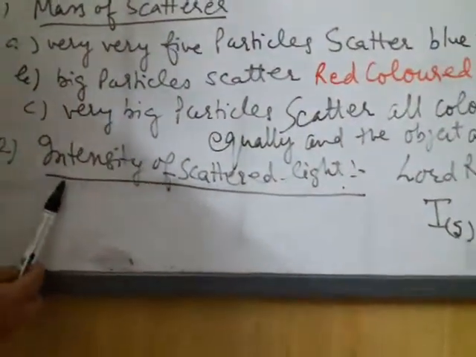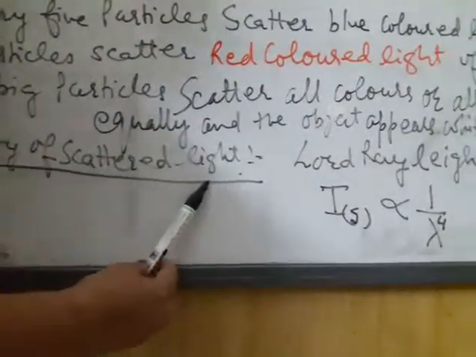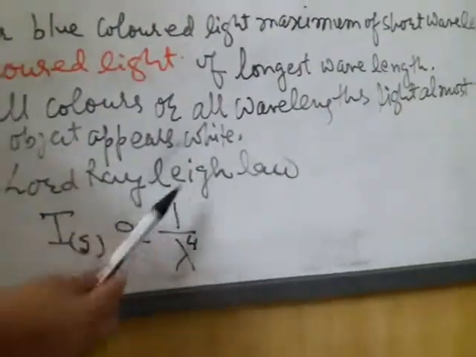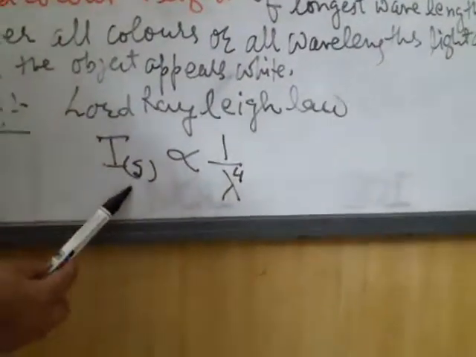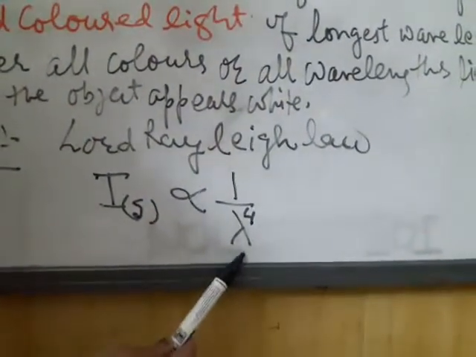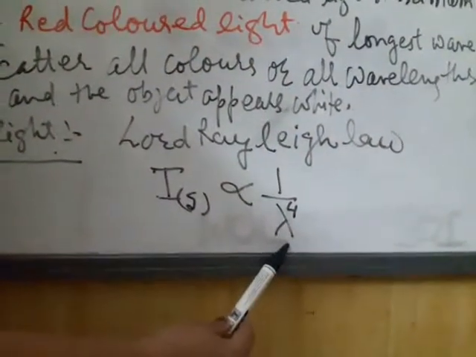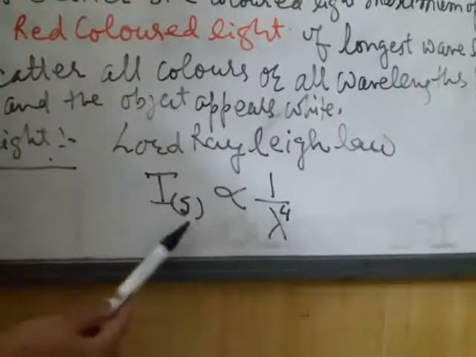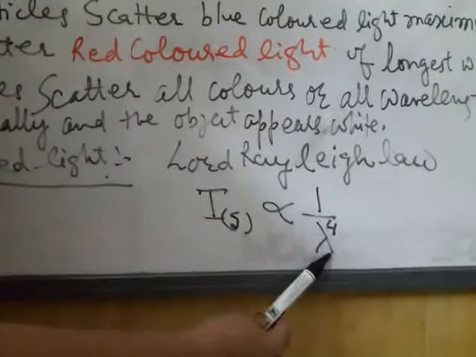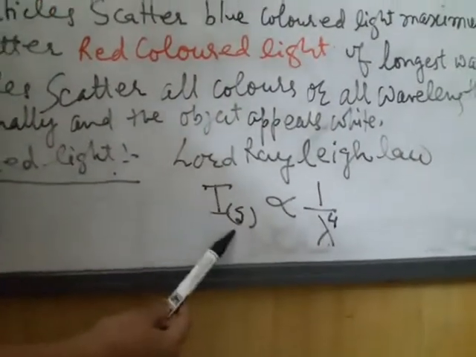Second factor is the wavelength of light. According to Lord Rayleigh's law, the intensity of scattered light is inversely proportional to the fourth power of the wavelength of the light. So red light has the longest wavelength, so it is least scattered. Violet light has the shortest wavelength, so it is maximum scattered.